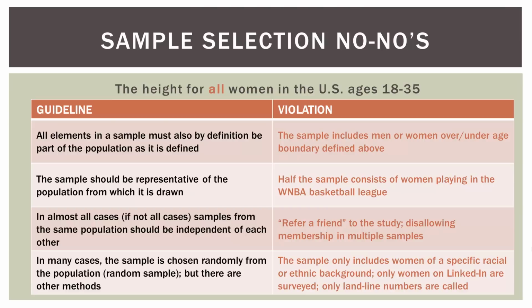Now, look at the third one. In almost all cases, if not all cases, samples from the same population should be independent of each other. Now, this one, again, is kind of hard to define, so I'm just going to try to do my best to describe to you what this means. Let's say we're recruiting subjects for our study, and as part of our recruitment push, we incentivize someone who agrees to join up for our study, and they refer a friend of theirs to also be in our study. And of course, maybe that friend then refers a friend of theirs.